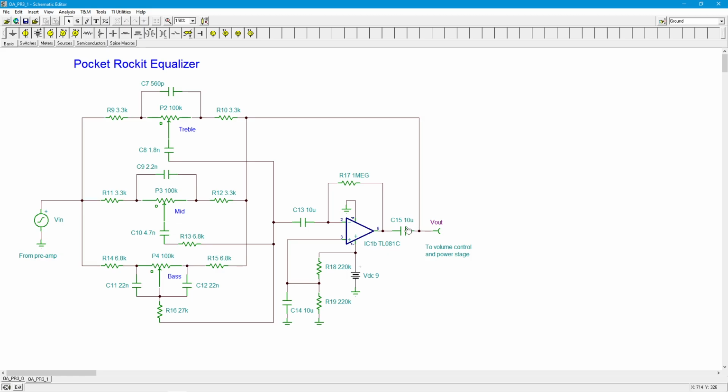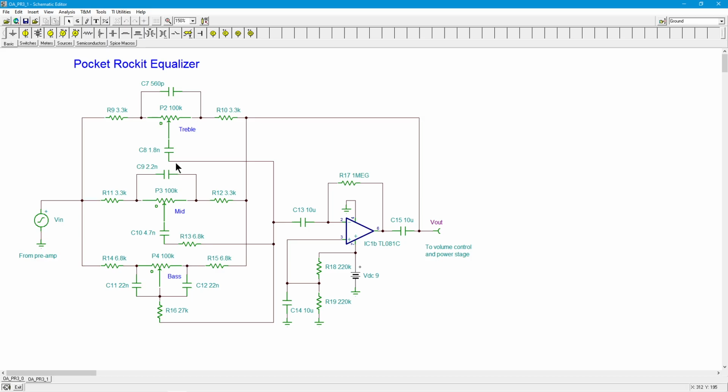And then, of course, we have C15 and C13 out here blocking DC from getting elsewhere. All right. So one thing you don't want is DC voltages on your potentiometers. When these potentiometers have an AC signal going through them, if you're adjusting them and there's a little bit of a discontinuity, a surface dirt or something like that, you get a little scratchy sound. If there's DC on it, that magnifies the scratchy sound. So we want to keep DC off of the potentiometers. All right.